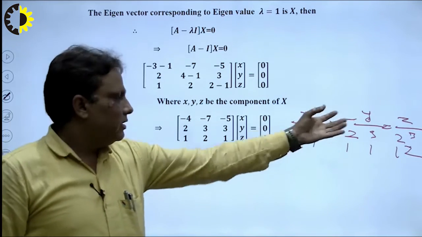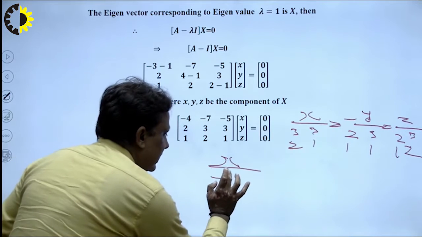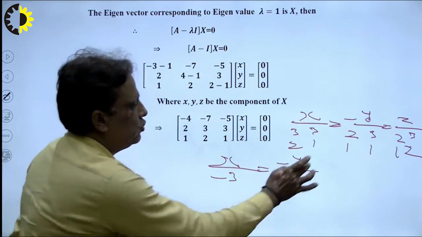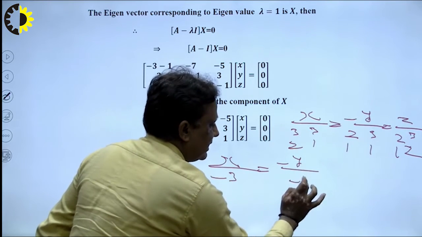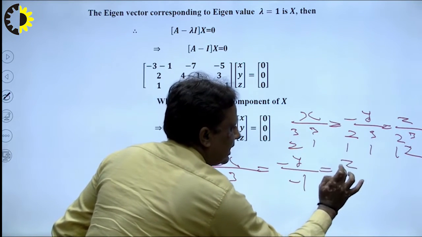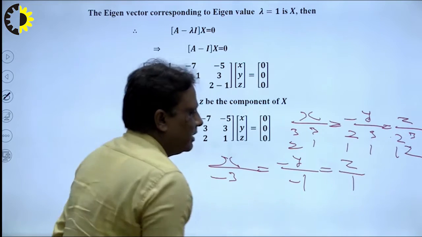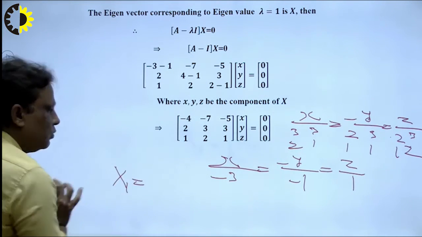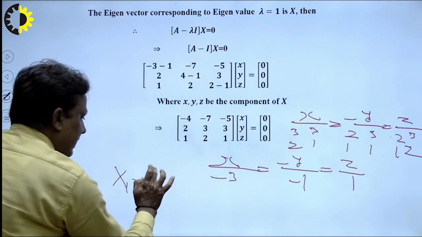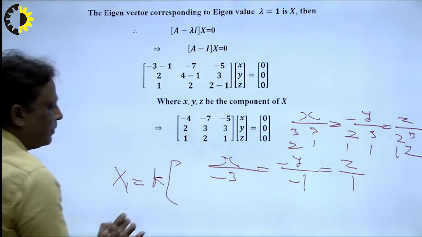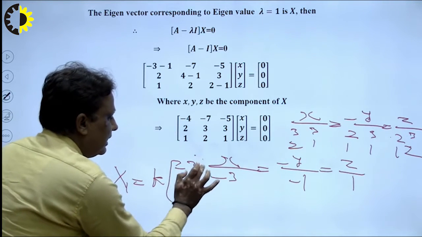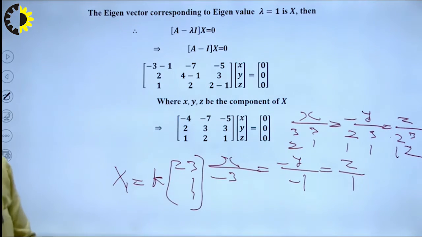x upon 3 1, 3 into 3, 3 minus 6 is minus 3, so I write here minus 3, minus y upon 2 1, 2 minus 1, so I write here minus 1, is equal to z upon 2 2, 4 minus 1. Now the question is, what will be the eigenvector here? x1 is equal to k, suppose minus 3 1 1. So this will be our eigenvector.